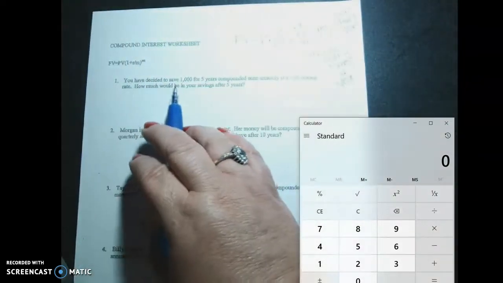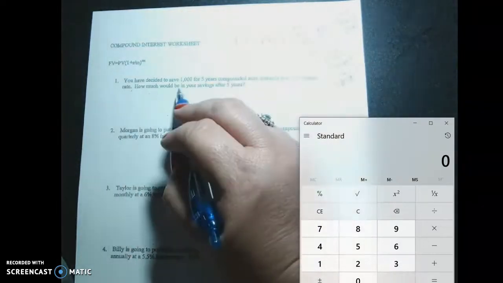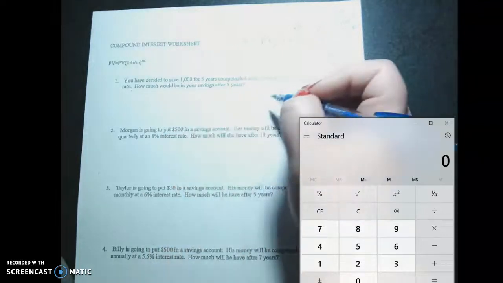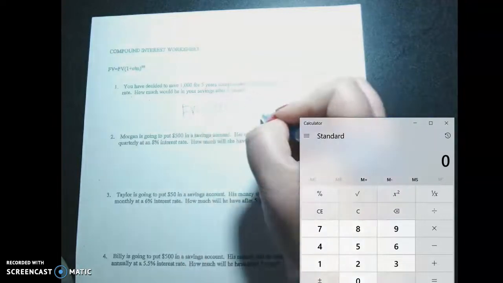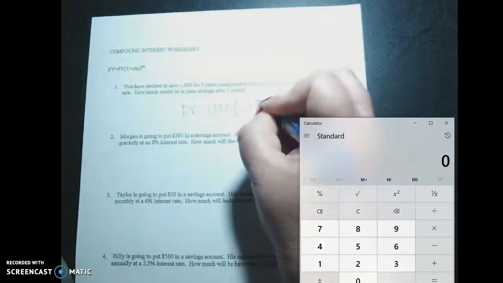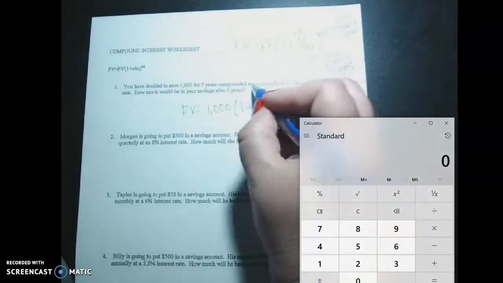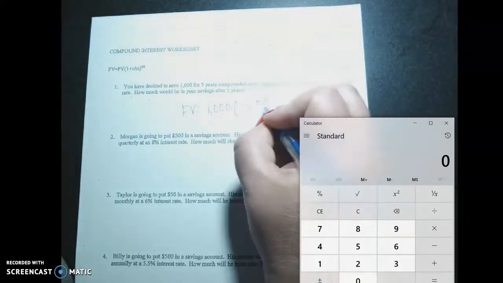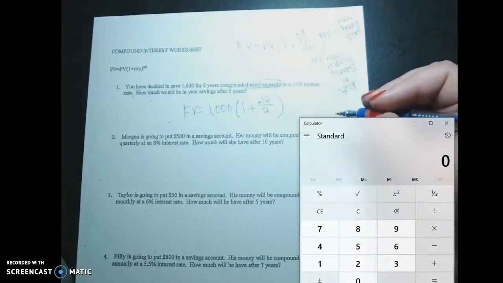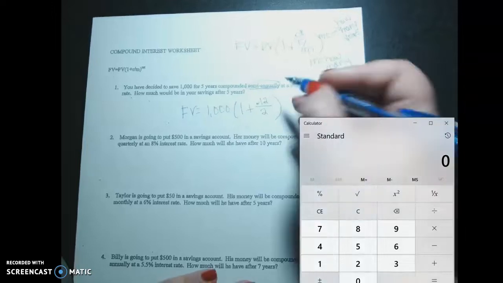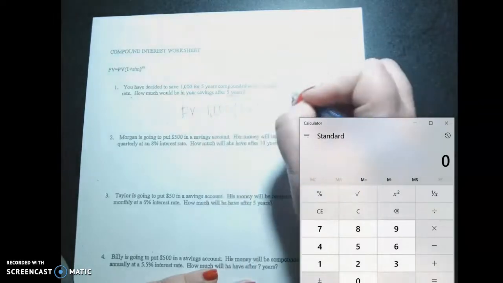It says you've decided to save $1,000 for 5 years compounded semi-annually at 12% interest rate. How much would be in your savings after 5 years? Well, I'm looking for the future value of $1,000. It's my present value. 1 plus the rate, 0.12, has to be in decimal, over how many times a year is compounded? It's semi-annually, so that's how many times a year? Twice. Okay, if it was monthly, it would be 12, daily, 365, annually, 1, okay? To the MT, so I'm going to take 2 times 5 years.